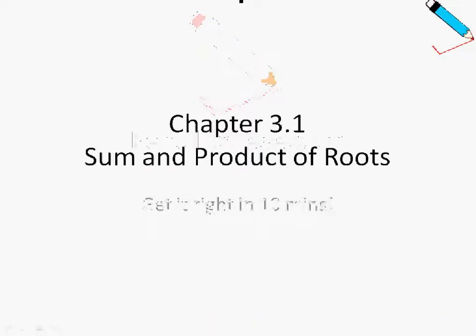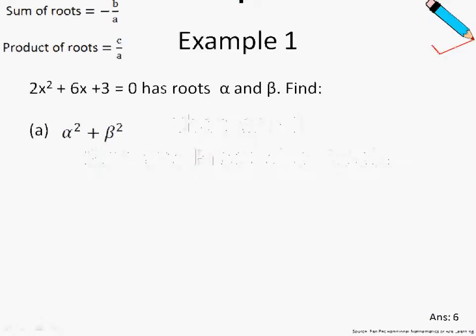Welcome back. Now, in example 1 of chapter 3.1, we'll be dealing with some quadratic equations whereby we will try to find the sum and product of roots. Using that, we will learn how to solve more advanced problems such as the sum of the squares of the roots.